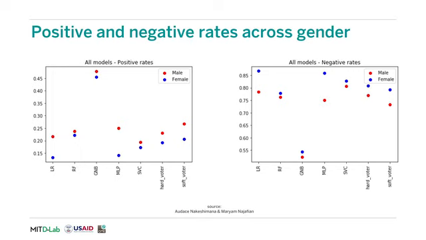These plots show the positive and negative rates across gender. If you look at the plot for the positive rate, you observe that the positive rate is always higher for the male demographic than the female demographic for all the models that we've looked at. And this can be problematic if we deploy any of these models in the real world, because you end up in a scenario in which the model just systematically predicts more favorable outcomes for the male demographic than the female demographic.